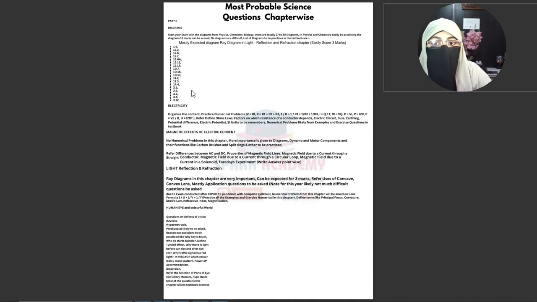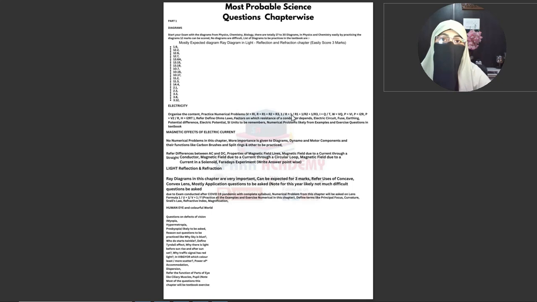Now coming on to another unit of the syllabus, that is electricity. In electricity, the questions coming will be practice numerical problems, which is V equals to IR, R equals to R1. That is, when resistors are arranged in series, how you will find the total resistance, the effective resistance. So those questions will be asked.